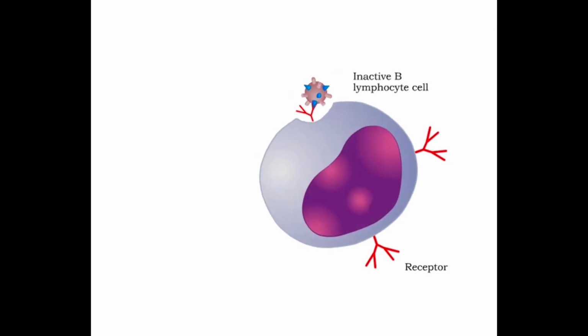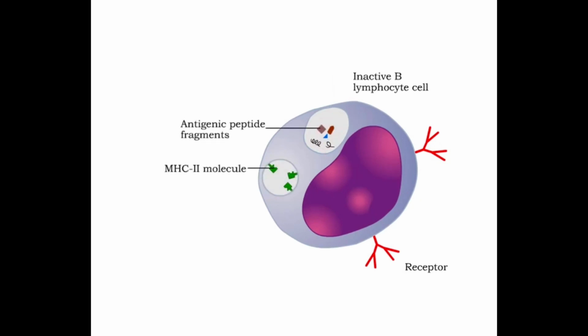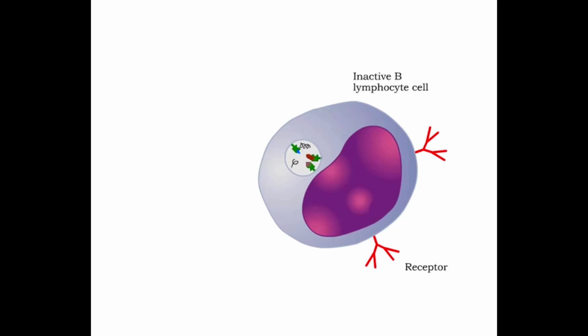B cells can act as antigen-presenting cells. They incorporate the antigen and digest the antigen. Vesicles containing peptide fragments fuse to vesicles containing major histocompatibility complex II molecule. The fragments and molecules then bind together. The vesicles undergo exocytosis and insert antigen MHC II complexes into the membrane.